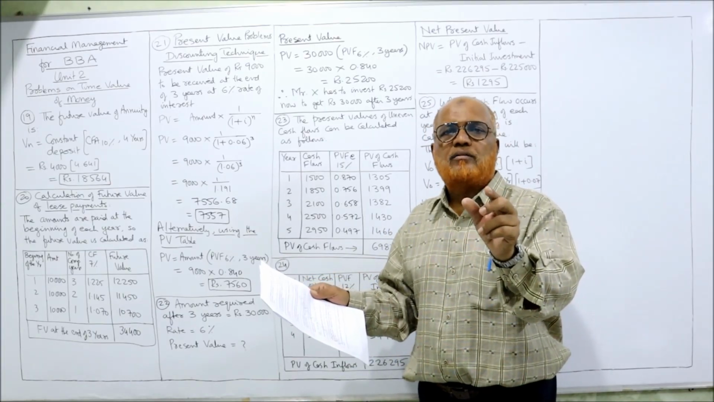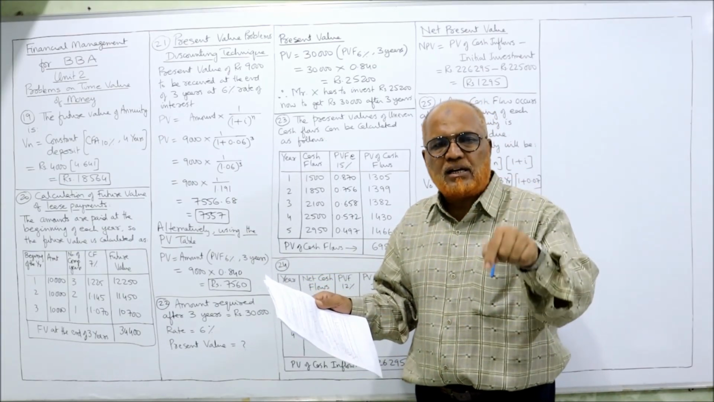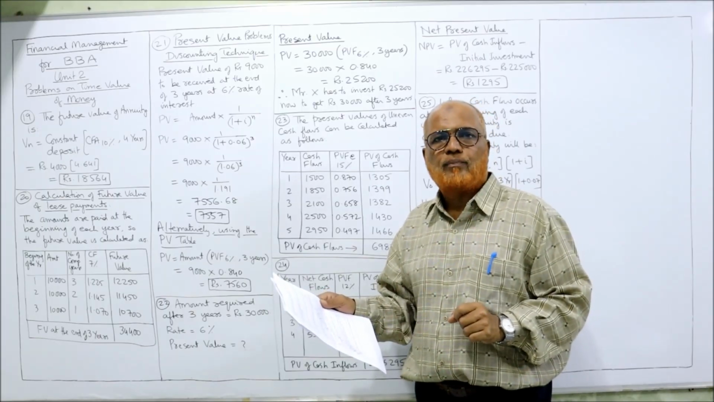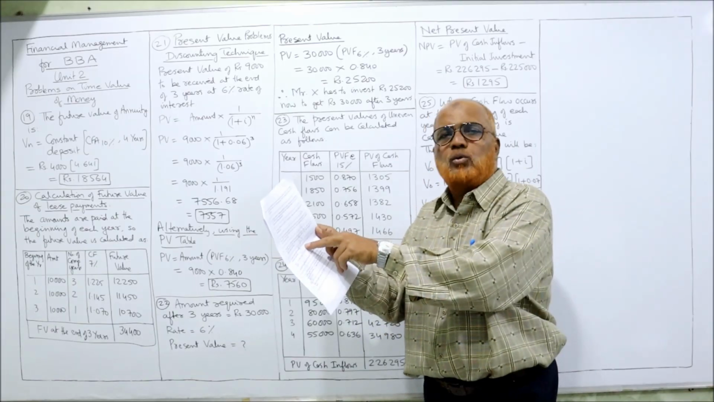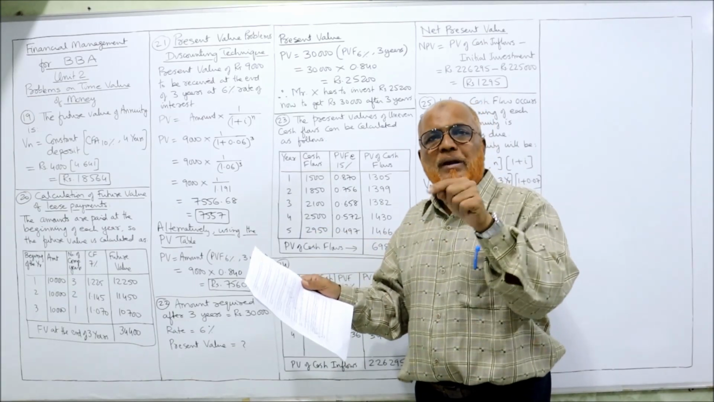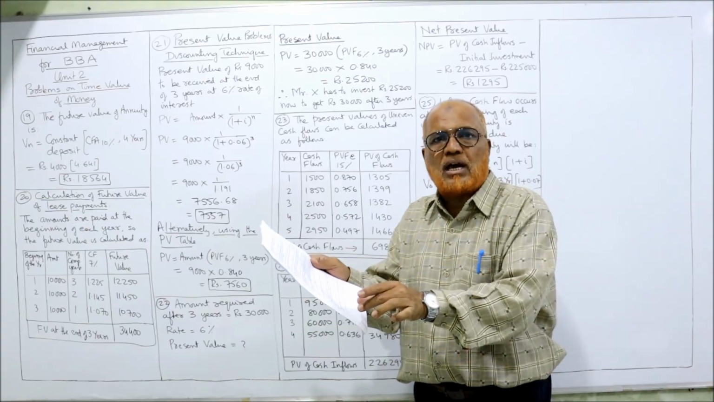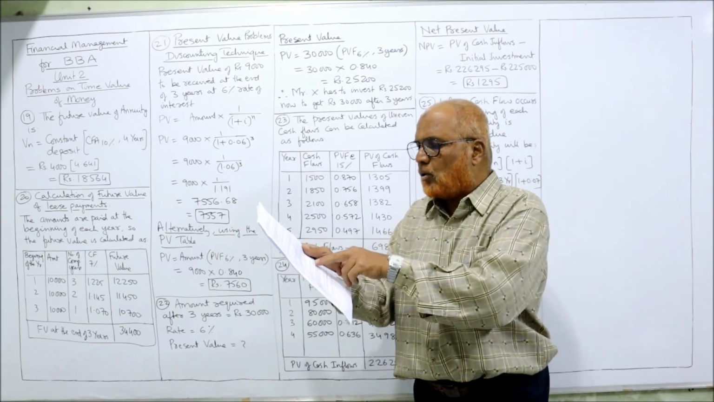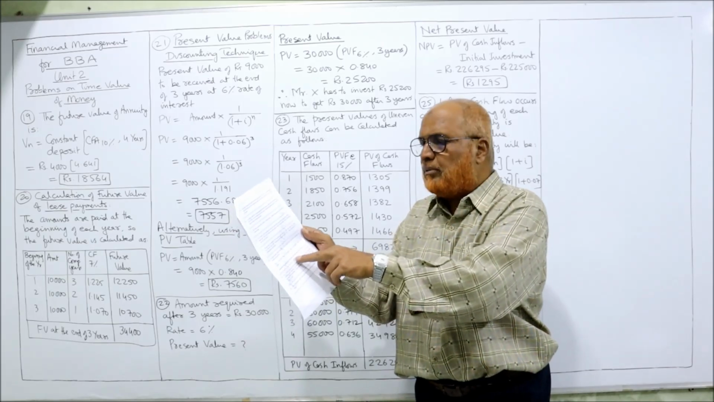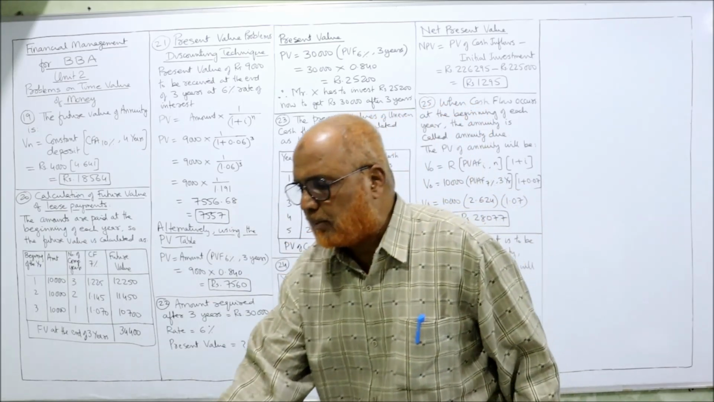Net present value means the difference between present value of cash inflow and the initial investment. Initial investment is given, 2,25,000. But present value of all these cash inflows we have to calculate, using a discount rate of 12%. Minimum desired rate is 12%.